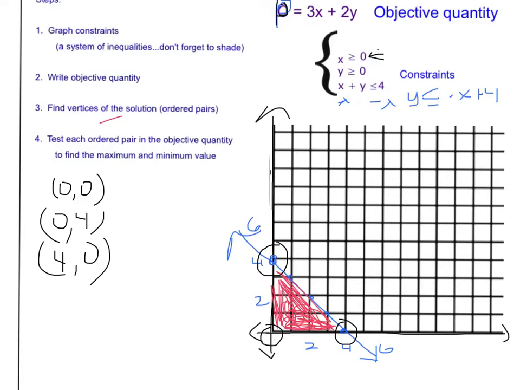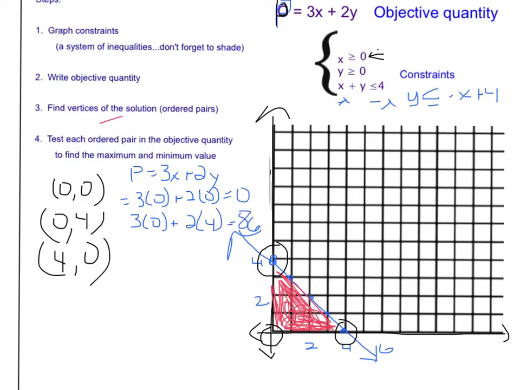Okay, and then you come back to this objective quantity that is given to you today that you will be writing next week. The profit is 3x plus 2y, and you're going to plug in. So 3 times 0 plus 2 times 0 is 0. 3 times 0 plus 2 times 4 is 8. And 3 times 4 plus 2 times 0 is 12. And because we're looking for the maximum profit, it's going to be this one right here.